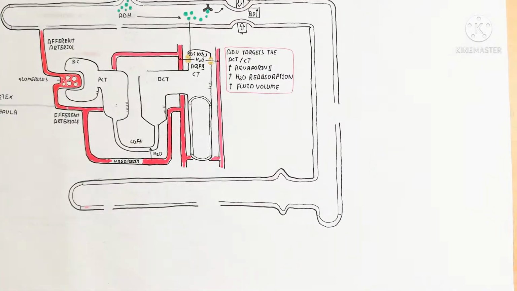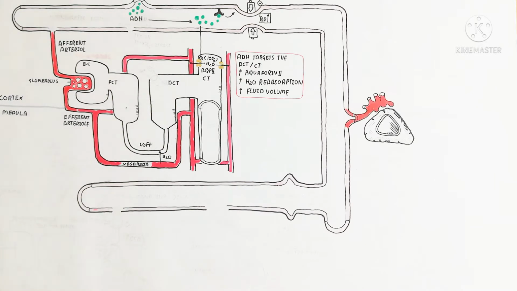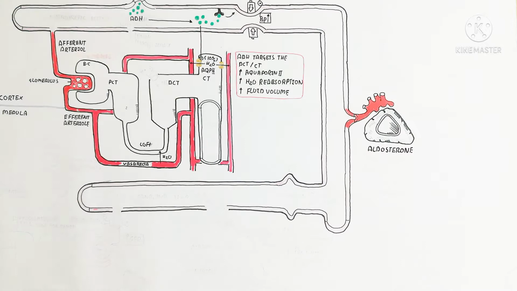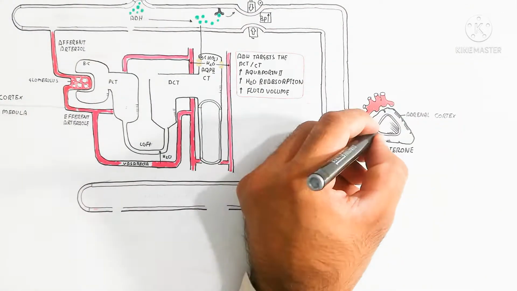Next is aldosterone. Aldosterone functions similarly, but it targets sodium uptake. So let's begin to understand. Here is the adrenal gland, which contains the adrenal cortex and adrenal medulla, and the adrenal cortex produces aldosterone.